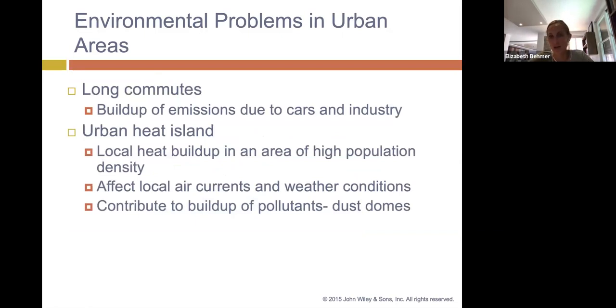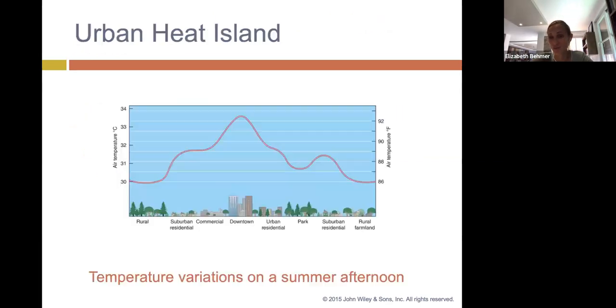More problems in urban areas. You have incredibly long commutes. I don't have to tell you guys that, living in Southern California. There's a buildup of emissions due to cars and industry. There's an urban heat island where it's actually hotter inside the city than outside the city. It affects local air currents, weather conditions, and contributes to the buildup of pollutants or dust domes.